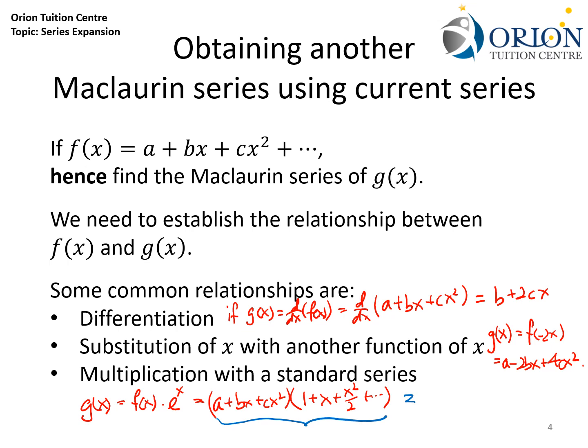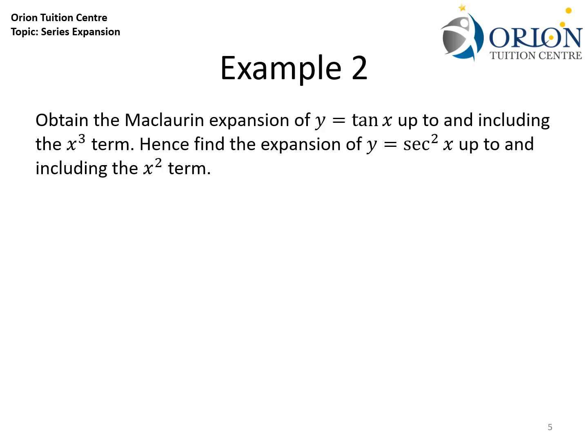In example 2, we are asked to obtain the Maclaurin expansion for y equals tangent x up to and including the x cubed term. And thereafter, we have to find the expansion for y equals secant squared x up to and including the x squared term. So from example 1, we have already derived the Maclaurin expansion for y equals tangent x. We know that tangent x is approximately x plus 1/3 x cubed.